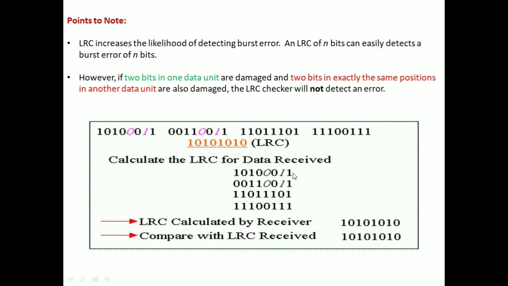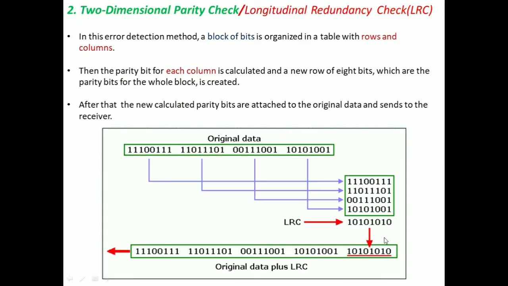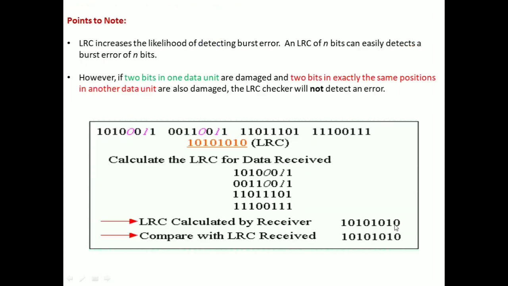So what is the parity generated for this one? It is 0. For this one it is 1. For this one it is 0, because it has an even number of ones. For this one it is 1. So like this we have 10, 10, 10 and 10. What is the original LRC calculated at the sender? 10, 10, 10, 10. What is the LRC calculated by the receiver? It is also 10, 10, 10, 10.